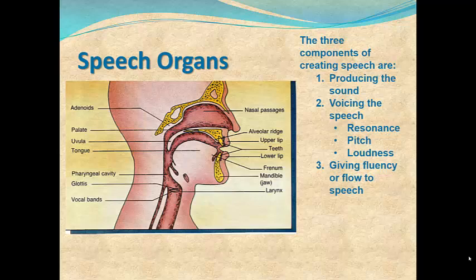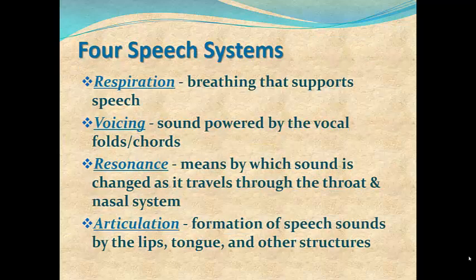This is a diagram of the speech organs. The three components of creating speech are 1. Producing the sound, 2. Voicing the speech with resonance, pitch, and loudness, 3. Giving fluency or flow to speech. 4 speech systems: respiration, voicing, resonance, articulation.